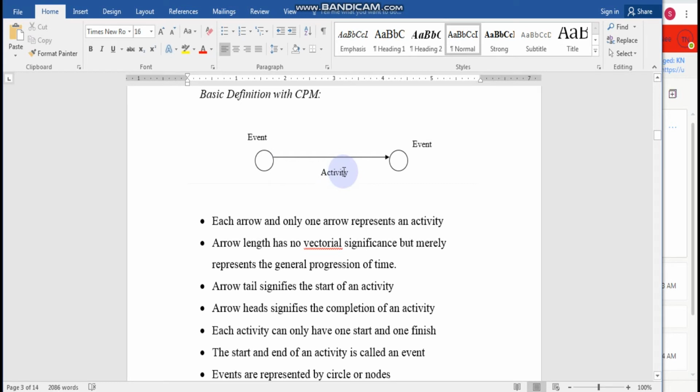There is another method, where the node itself is the activity, and the arrow is just the ending of one activity and the starting of the next activity, a representative.